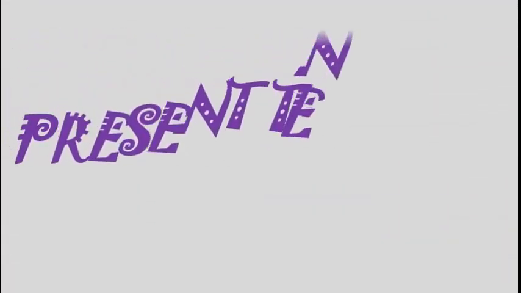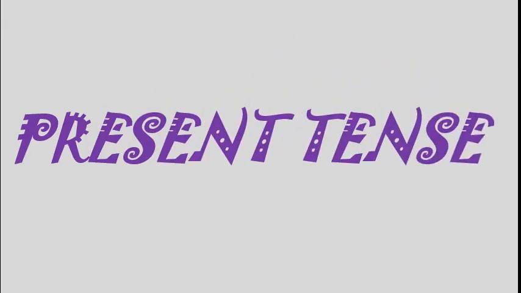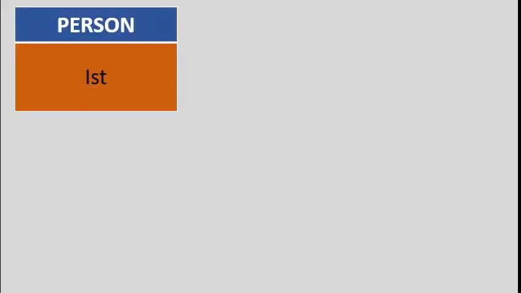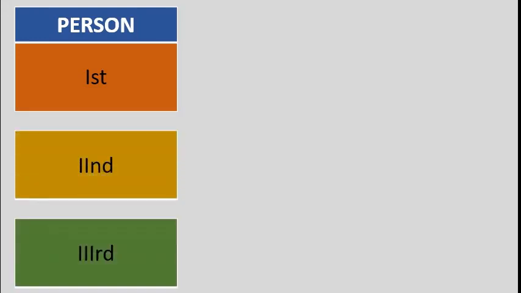Today in this video, we shall cover the uses and forms of present tense with examples. Before starting to read the present tense in detail, let's see how many persons there are in English. There are 3 persons, first person, second person and third person. These persons are based on numbers, that is singular and plural.